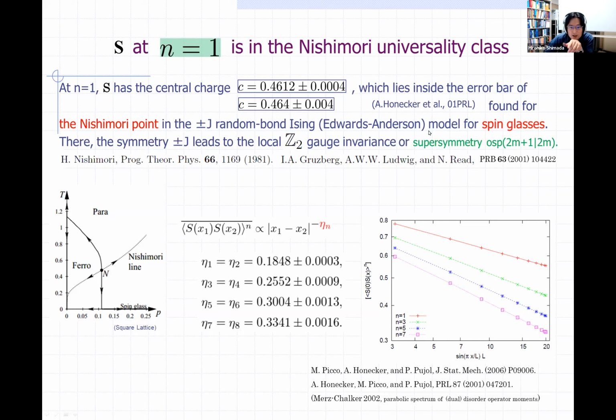On the other hand, this was shown by a paper by Gruzberg, and it has also some supersymmetry, OSP(2N+1|2N). So at this strong disorder fixed point, symmetry is enhanced to the supergroup. I think this is a very difficult but good target for the bootstrap, if we know how to bootstrap supergroups. Yeah.